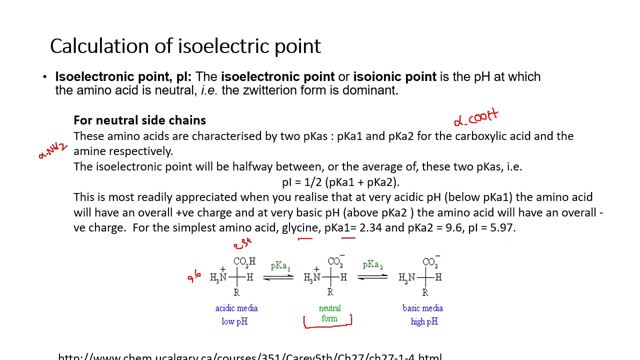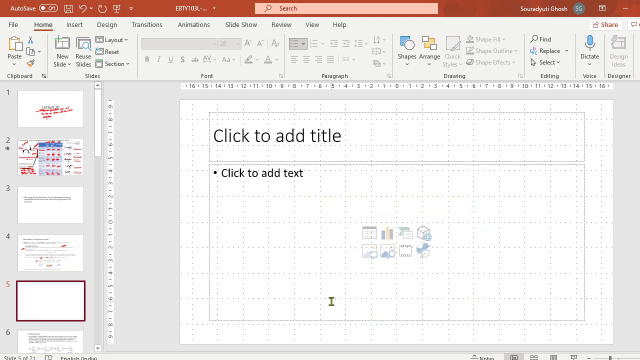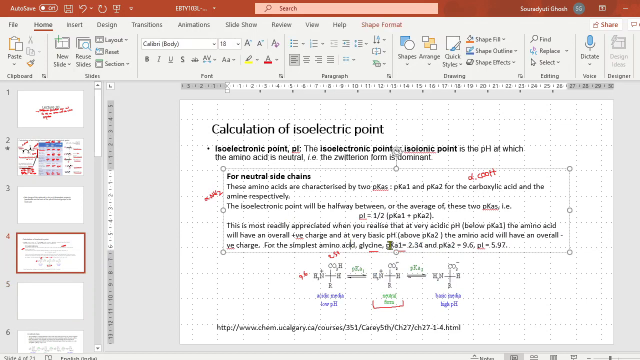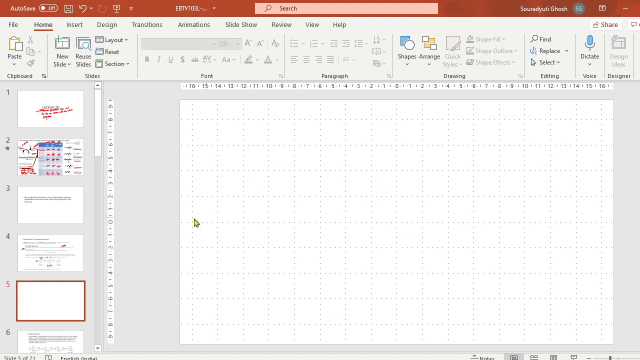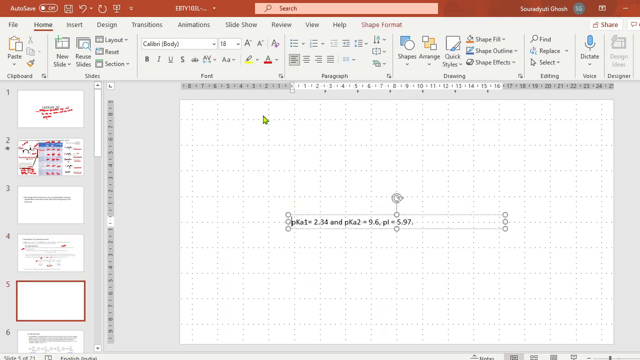So let's just say that happens, but what is the proof that it actually happens? That also you can calculate using Henderson's equation. Let's just do that. I'll copy the pKs so that I can show it. This is glycine's pKa, and this is the isoelectric point.